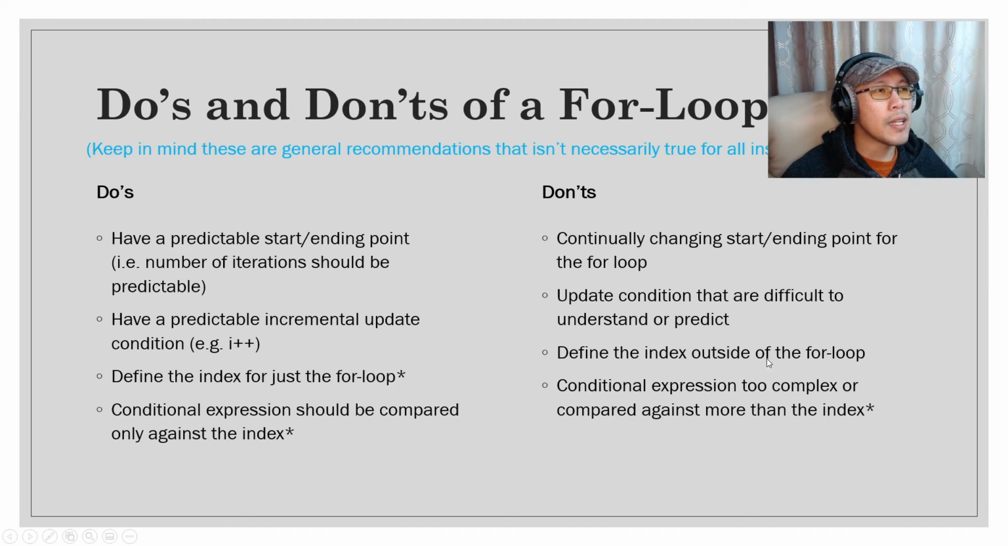If you were to define the index outside of the for loop, again, I generally recommend against that at this point in time. Totally doable. It's completely up to you how you do that, but I generally recommend against that for now. And if the conditional expression is too complex or compared against more than the index, that can also be pretty chaotic depending on how you do it.